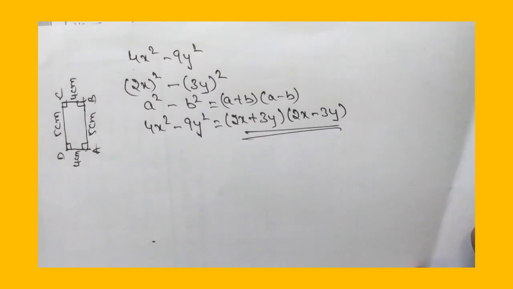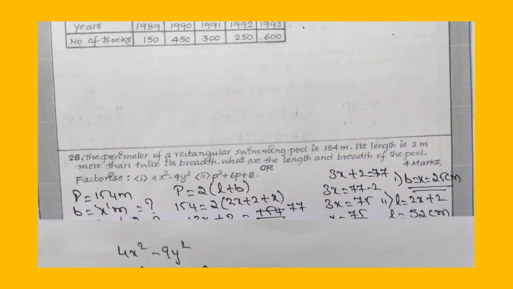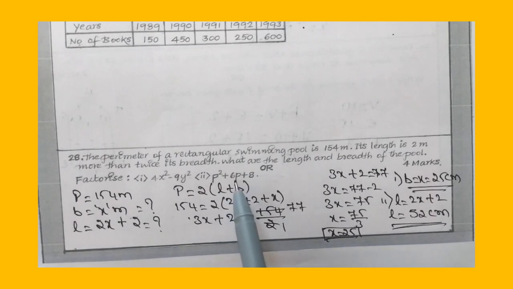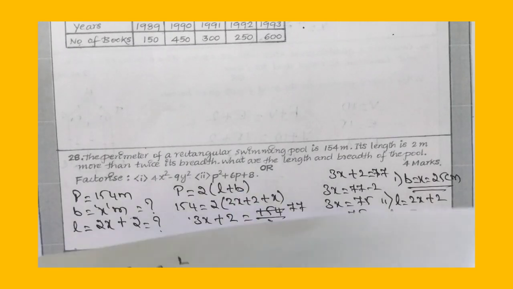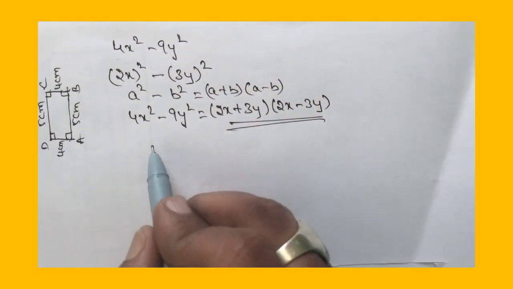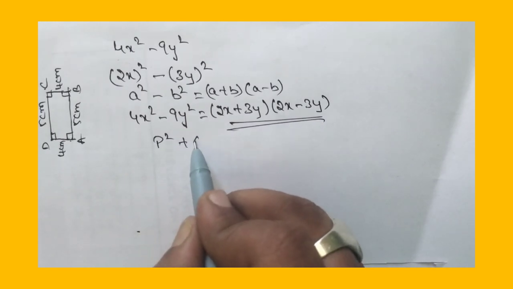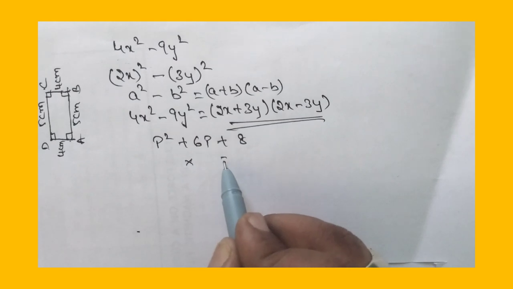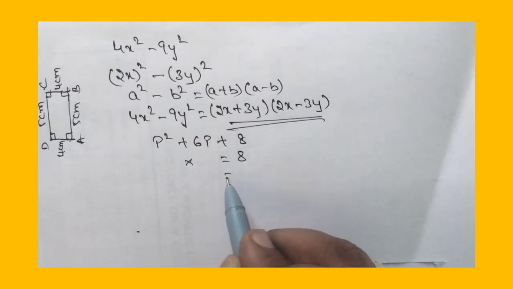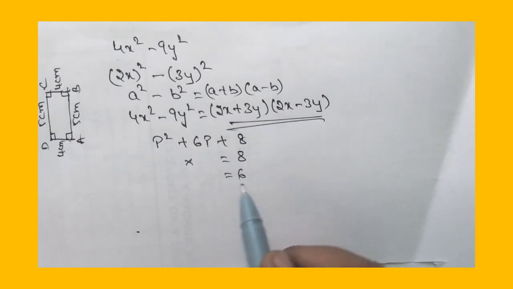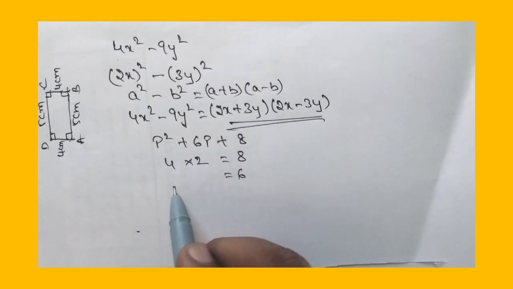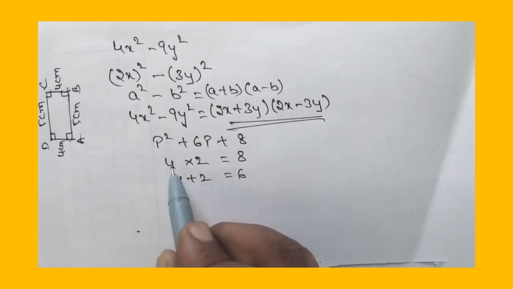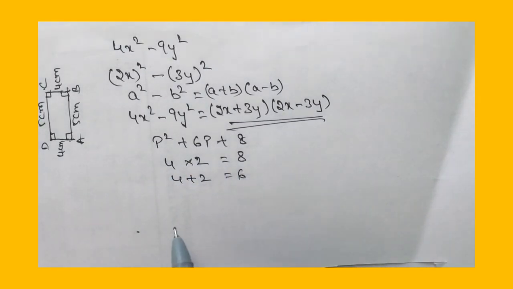In that one, only one more question is there. We have to factorize p square plus 6p plus 8. So now let us factorize it. If you multiply two numbers, you have to get 8. If you add the same numbers, you have to get 6. One is 4, another one is 2. 4 twos are 8, 4 plus 2 is 6.